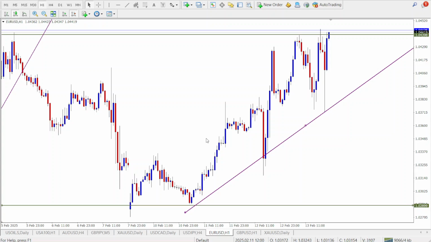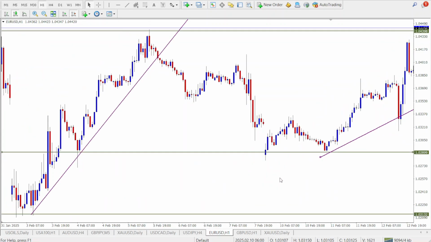Now it's important for you to also time your entries and manage your risk. So wait for price to react at key levels and then confirm with a strong candlestick pattern before entering. It is important. And then use a stop loss just beyond the last swing low if it is a buy trade, or beyond the last swing high if it is a sell trade.